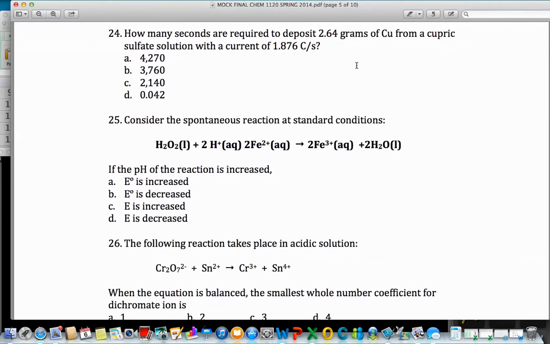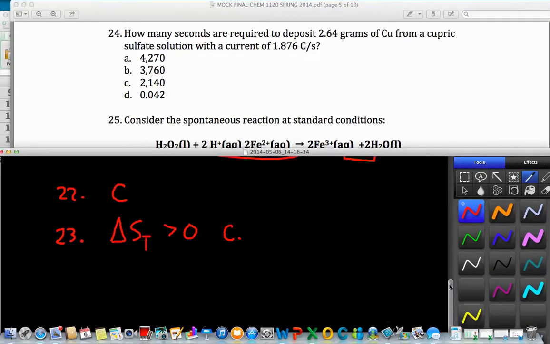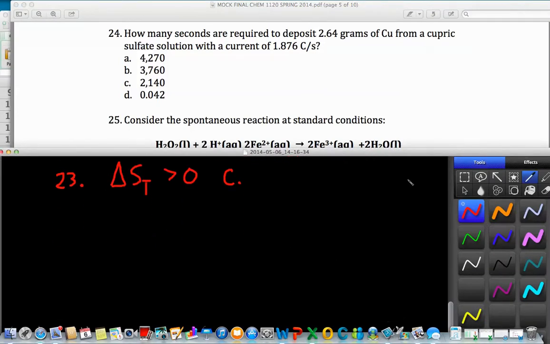All right, so with number 24, we're going to go to an electrochemistry question. And we're looking at Cu2+ plus 2 electrons yielding Cu metal. And so let's start with what we know. We have 2.64 grams of copper.